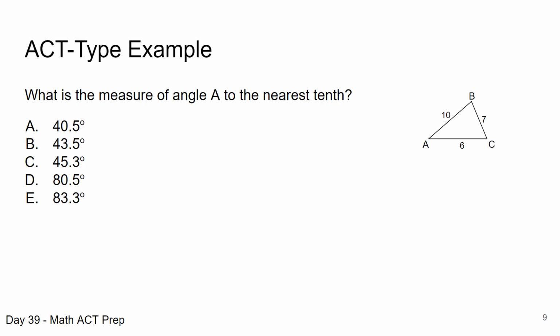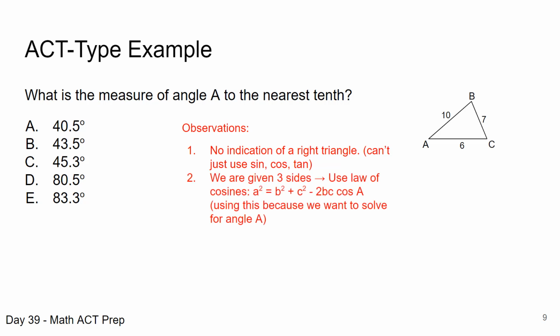The question says, what is the measure of angle A to the nearest tenth? So we're looking for the measure of angle A. We need to make an observation or two. First of all, we have no indication that this is a right triangle. We cannot base it alone on what it looks like, that maybe it looks like a 90 degree. And so we can't just use sine, cosine, or tangent or use the Pythagorean theorem, but we can use some applications. We are given 3 side lengths, the 6, 7, and 10.